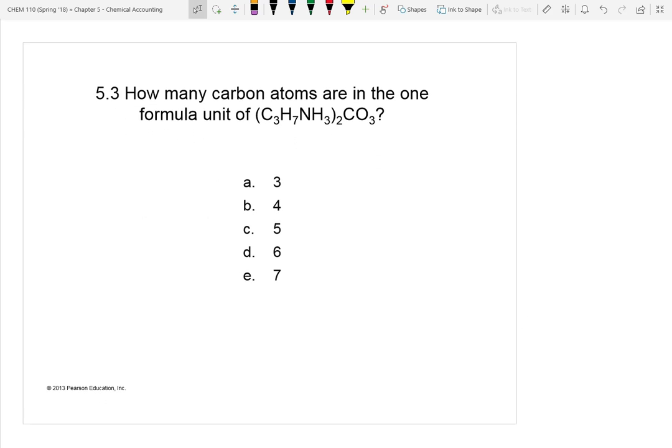This one's a little tricky too, and I did want to review it. So it says, how many carbon atoms are there in this entire molecule?